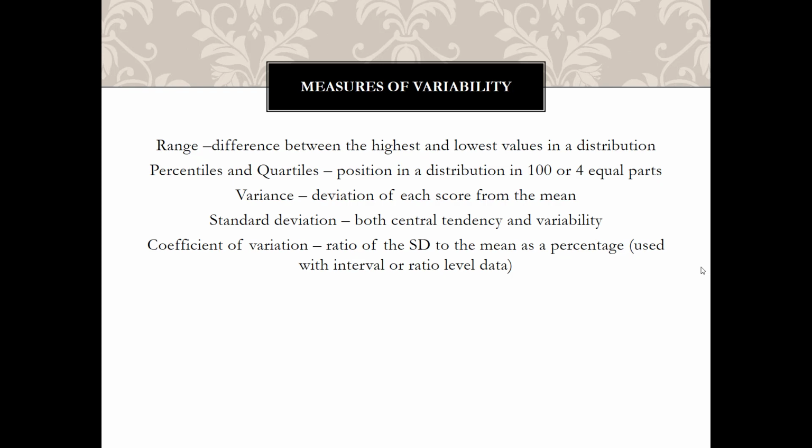Variance is the deviation of each score from the mean, and standard deviation is both the central tendency and the variability. Coefficient of variation is the ratio of the standard deviation to the mean as a percentage. So it's used with interval and ratio level data.